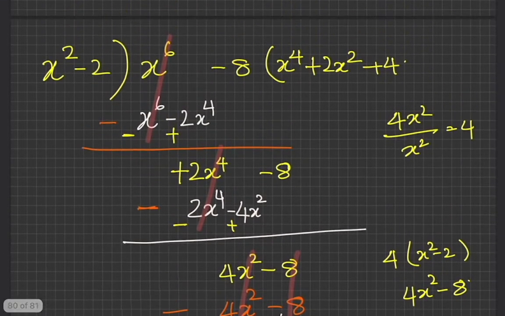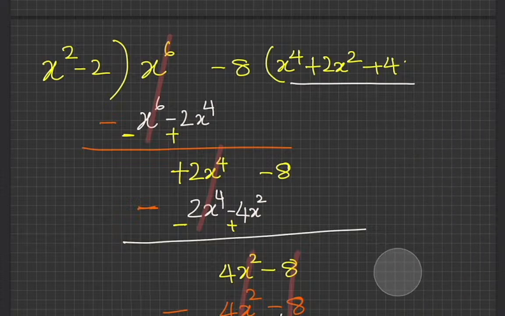And my quotient is x to the power 4 plus 2x to the power 2 plus 4. Yeah, this is your quotient. Got it?